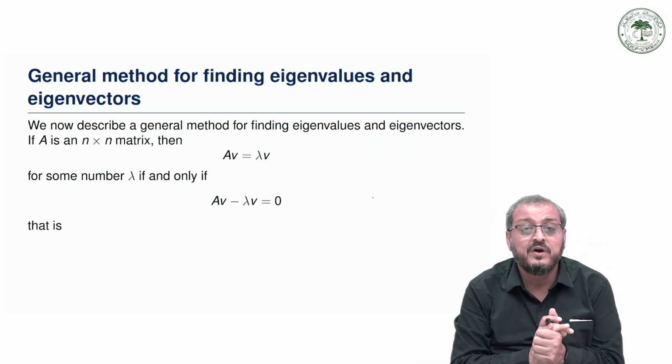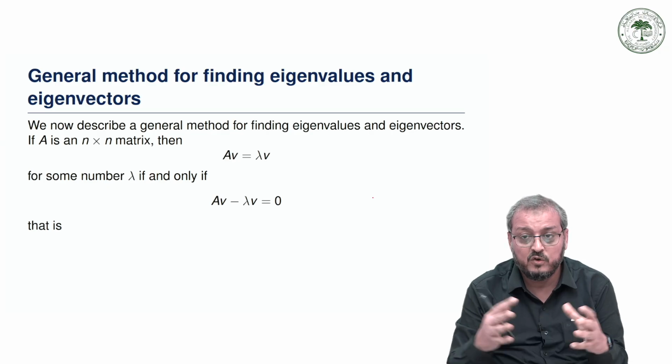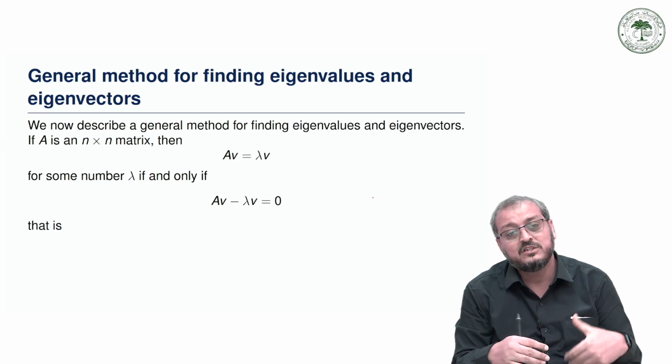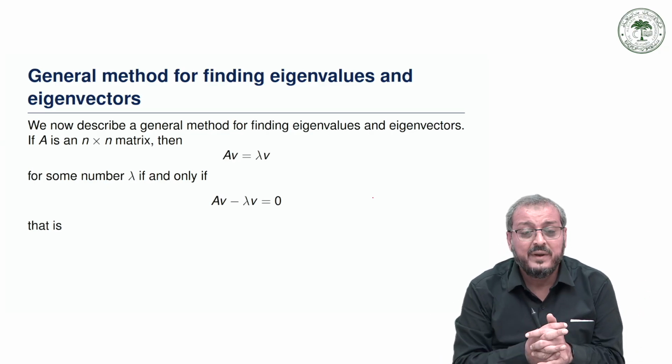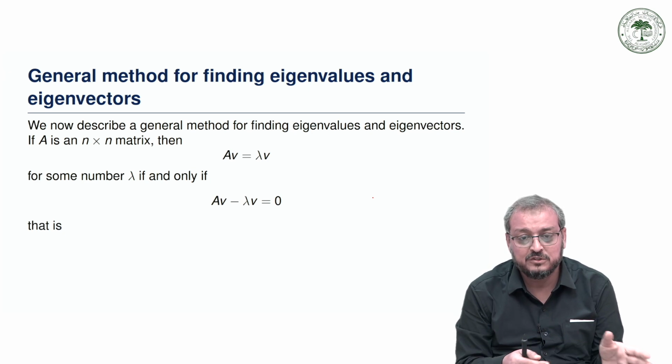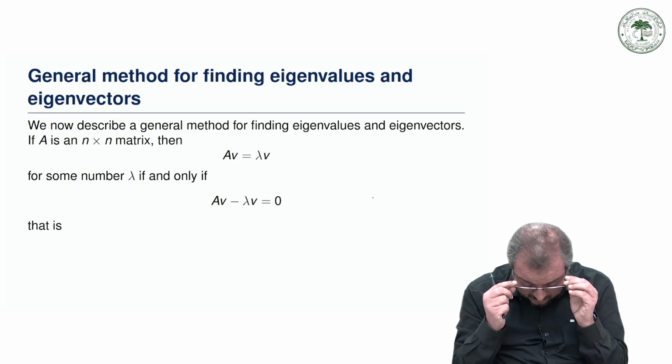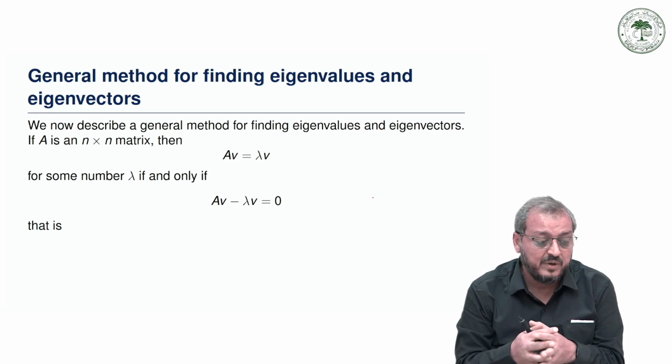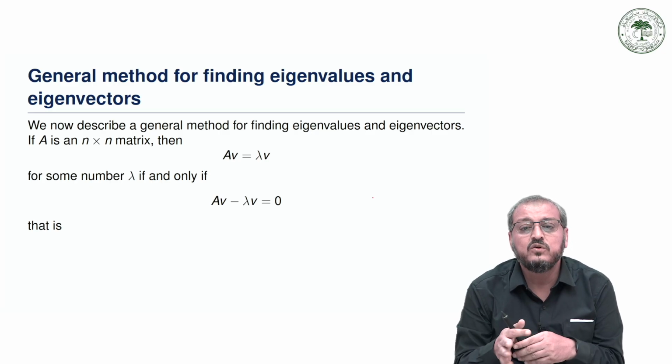It is very difficult to find this if we have a matrix larger than 2 by 2, an n by n matrix. For a 2 by 2 matrix, it is the simplest case, and we can calculate the eigenvalues by the previous method. Now we find the general method for finding the eigenvalues and eigenvectors.